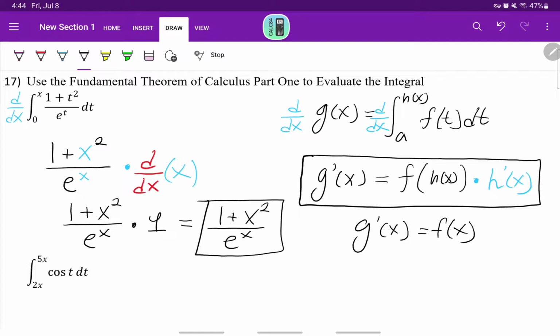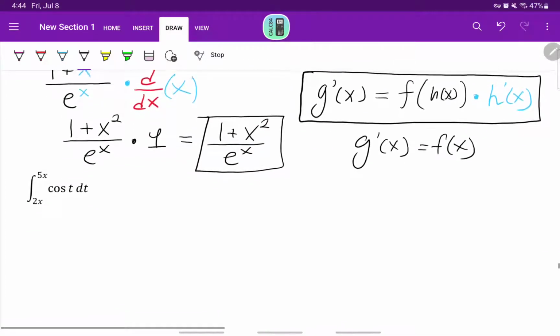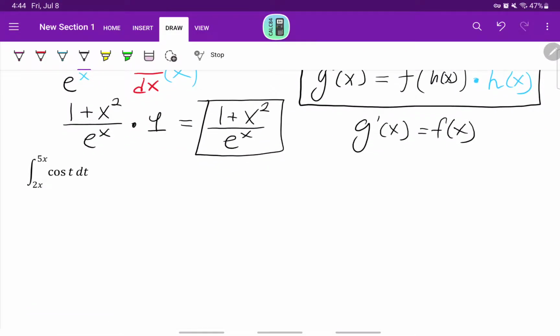We're going to do the same thing for the next one. The integral from 2x to 5x of cosine of t dt. And we want to use the fundamental theorem of calculus part 1. So we're going to take the derivative of this integral. This one here is a little bit more tricky. And that's because I have variables for my lower limit and my upper limit on my integral sign. I need to make some modifications.